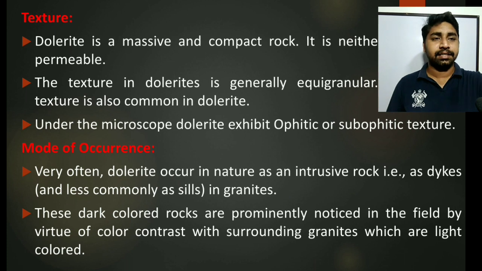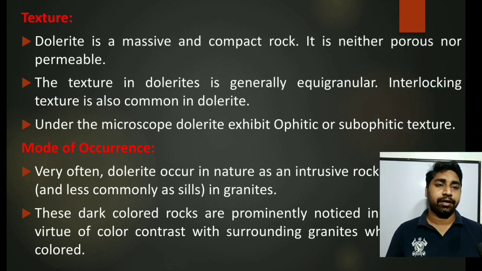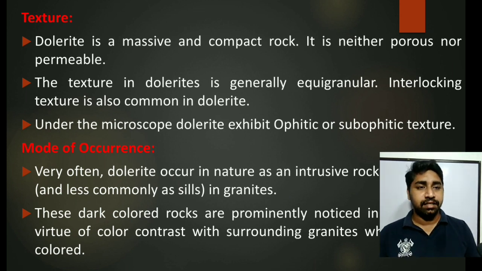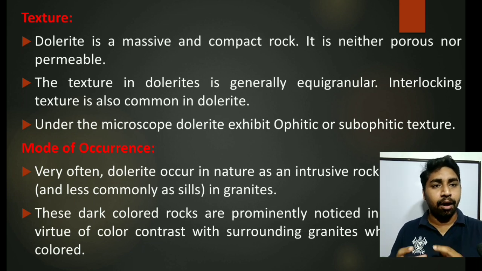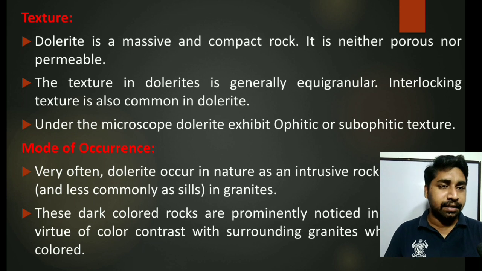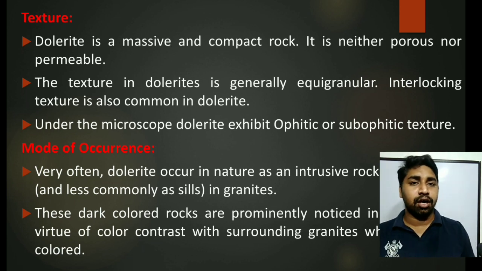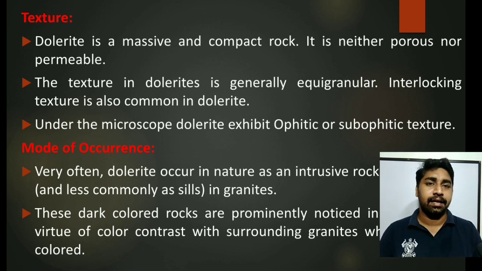Coming to the texture, dolerite is a massive and compact rock, and that is the reason it has more advantages. It is a very massive rock, more weight will be there, and it is also compact. Compact rock means a more densely packed arrangement, so the grains are densely packed. That is why it has more strength. It is neither porous nor permeable. The first statement clearly helps us understand this: it is massive and compact.